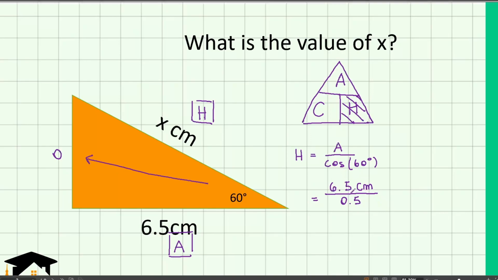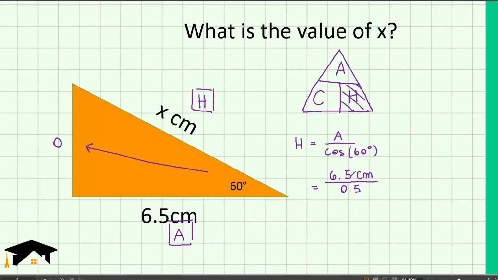So what we can do to calculate this is multiply everything by 2. So we can multiply 6.5 times 2 and 0.5 times 2. This will give us 13, which is 6.5 times 2, divided by 1, because 1 is 0.5 times 2. And so the answer is going to be 13. So the hypotenuse measures 13 centimeters.